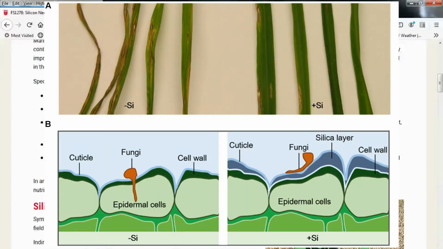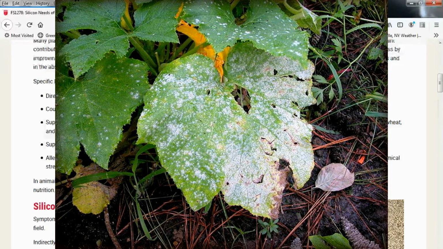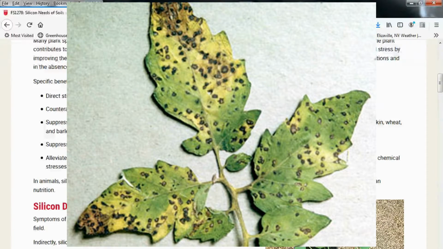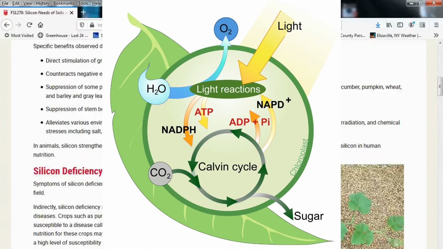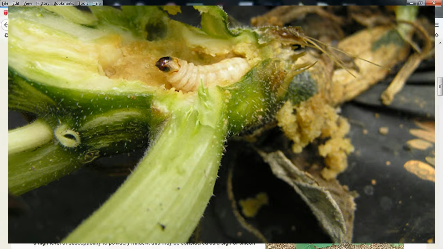Direct stimulation of growth and yield; counteracts negative effects of excess nitrogen nutrition; suppression of some plant diseases caused by bacteria and fungi, especially Phytophthora. Diseases suppressed include powdery mildews on cucumber, pumpkin, wheat, and barley, and gray leaf spot on perennial ryegrass, and actually in most plants, because it accelerates the whole biochemical process and therefore has a positive effect on photosynthesis. Suppression of stem borers, leaf spider mites, and various hoppers.